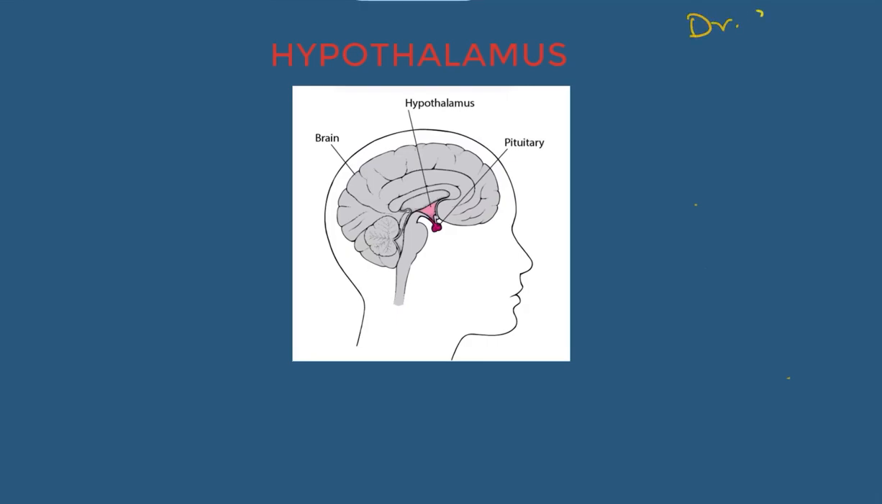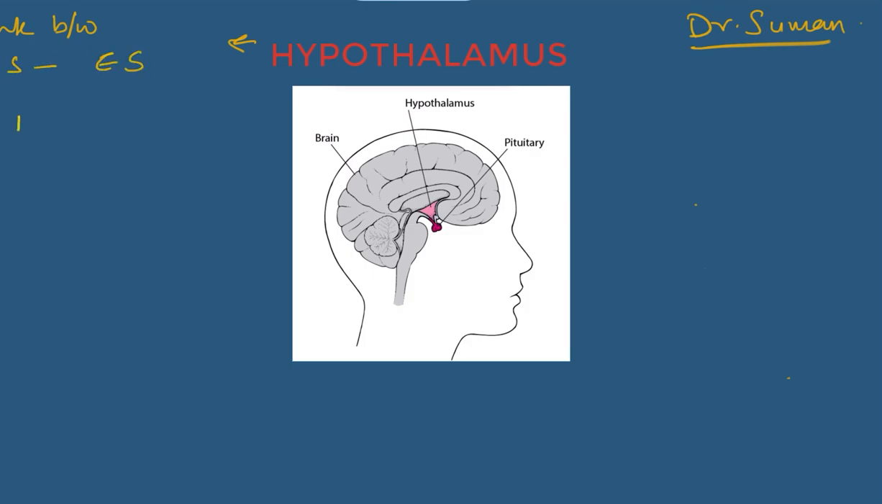Hello, today we shall be studying about the hypothalamus and its hormones. Now, the hypothalamus is located in the basal part of the diencephalon, or the forebrain. It is connected to the pituitary gland by a small infundibulum. This hypothalamus forms a link between the nervous system and the endocrine system.